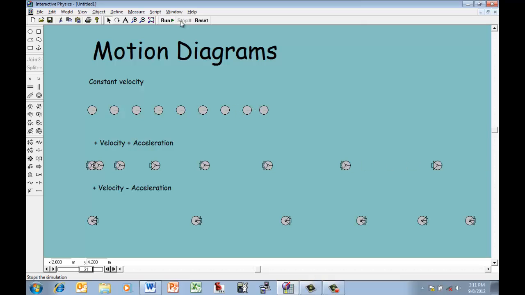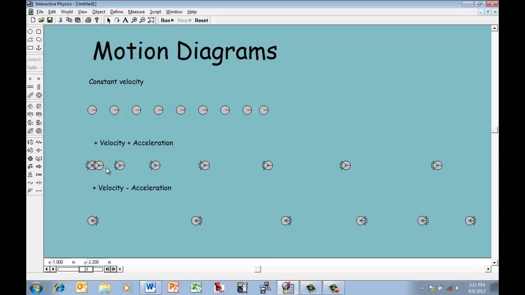Alright, what this program did is it tracked the motion, and every once in a while it left an image of where the object was. And so here we see that the spacing between the objects is identical, and that's what constant velocity means. Equal distance covered in equal time intervals.